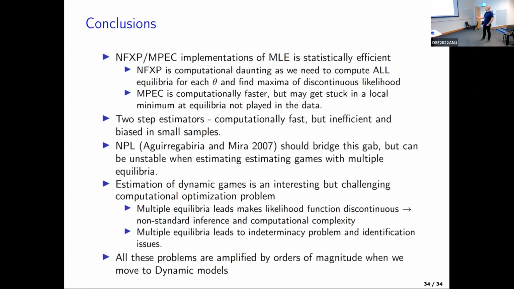NPL is computationally faster in this case, but you may get stuck in local minima. The idea here is you don't really have to compute all the equilibria for all the different trial values of the parameters and the investment probabilities, you just have to be in equilibrium at the converged solution. Two-step estimators are computationally very fast. You just compute the CCPs, throw them into the best response function. That's your pseudo likelihood. You maximize this pseudo likelihood globally, and it's going to converge fast. Very efficient. NPL should bridge this gap, but can be unstable, at least if you do a successive approximation implementation of it.